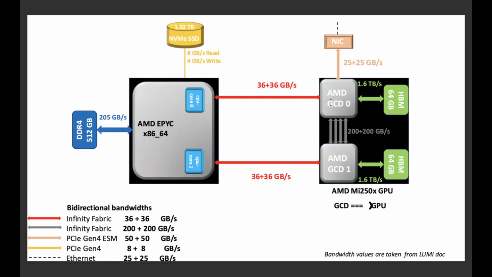And then you have the GPU. The speed at which the GPU can access the GPU memory is about 1.6 terabytes per second. This is very fast. And between two GPUs, you have 400 gigabytes per second in two directions, so you have 200 from GPU 0 to GPU 1, and another 200 in the opposite direction. This 400 is very specific to the MI250, because on the MI250 you have two GCDs, or two separate GPUs that are sitting on the same die.